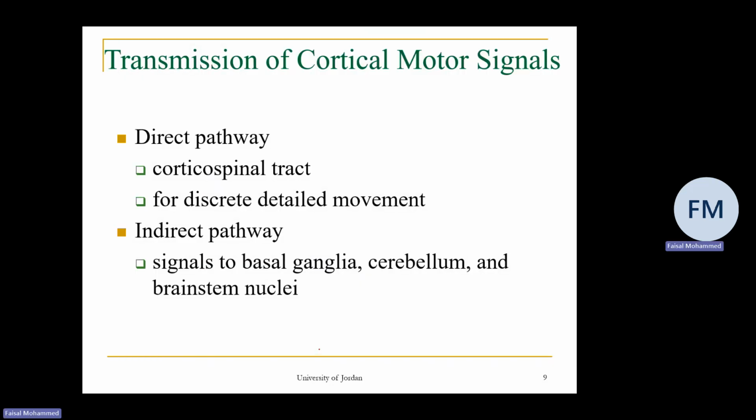Transmission of cortical motor signals. They are transmitted through the corticospinal tract. Sometimes we call it the direct pathway, corticospinal, for discrete detailed movements. So stimulation of the corticospinal tract gives you fine, precise movement of the distal muscles, the hands. Indirect pathways, you remember, are the basal ganglia, the cerebellum, and the brain stem nuclei. This is the indirect pathway that causes control of the extensors, or the anti-gravity muscles.